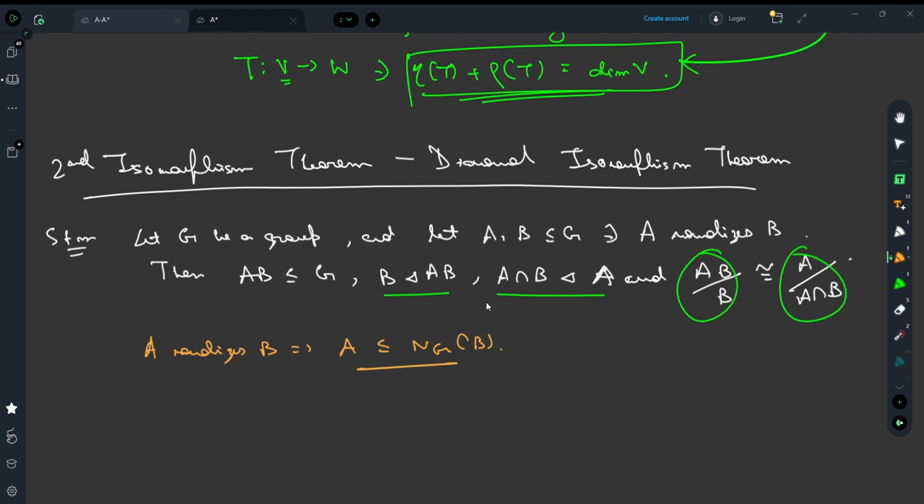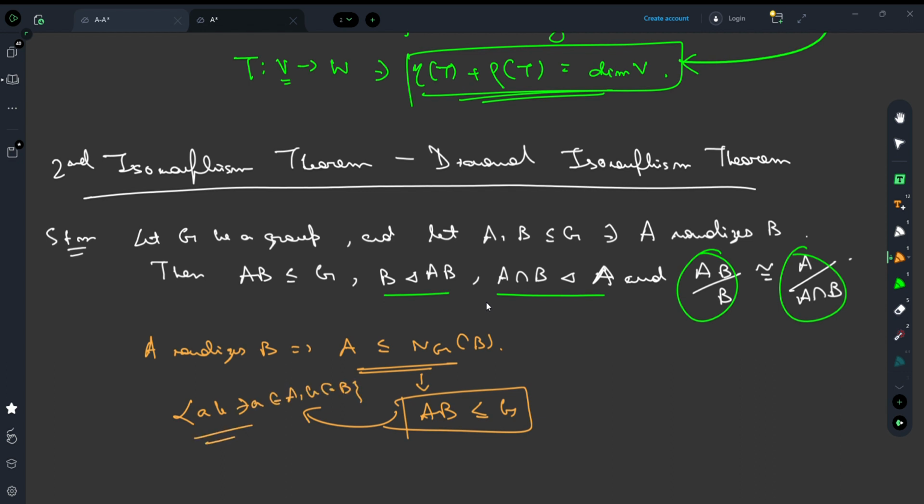Recall from the previous lecture, we had said that if this situation arises, then AB forms a subgroup of G. But how was AB defined? It was defined as a collection of the form ab such that a is in A, b is in B, right? So this part is obvious.